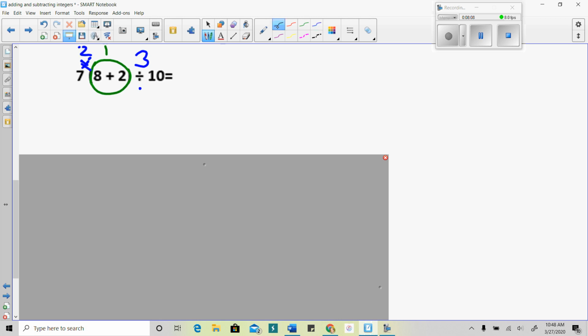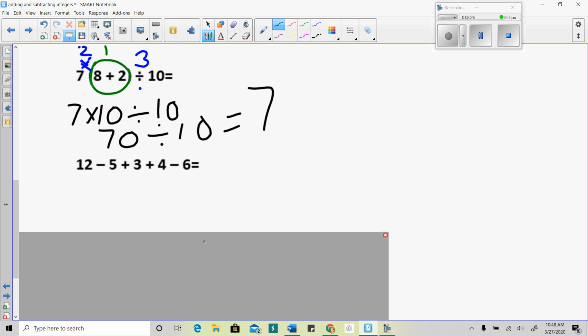Okay, so now I'm going to solve. First step, 8 plus 2 is 10. Second step is going to be 7 times the 10, and then I would divide by the 10. So 7 times 10 is 70, and then if I go back and divide by the 10, I'm going to end up right back at 7.